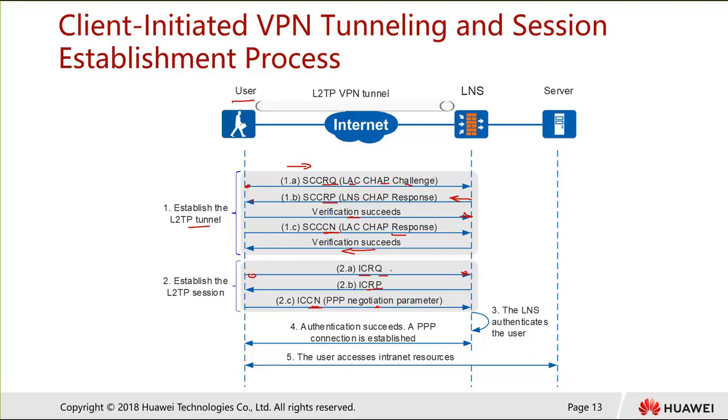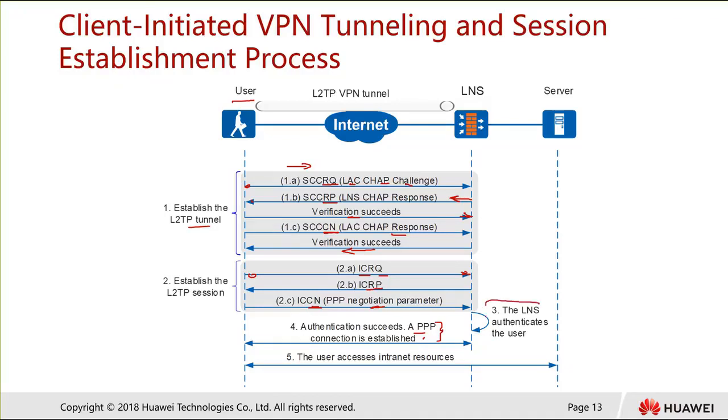As we learned in the HCNA routing and switching, PPP negotiation parameters involve the authentication type, the magic number, and also the MRU size, maximum receive unit size. So these are the negotiation parameters, and after that they will go through the authentication process. Let's assume they use CHAP to perform authentication, and after this is secure, then the next step.